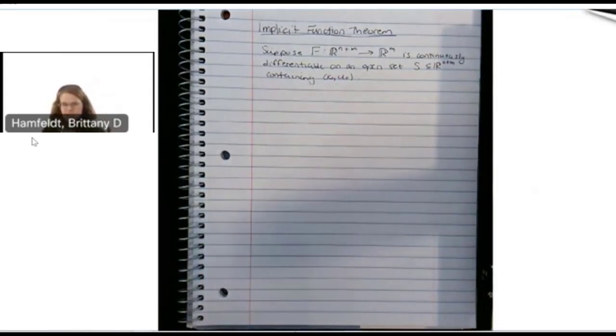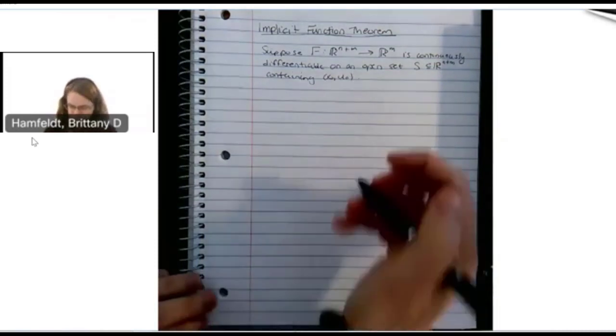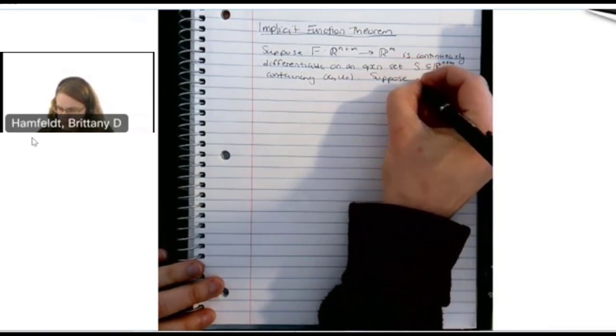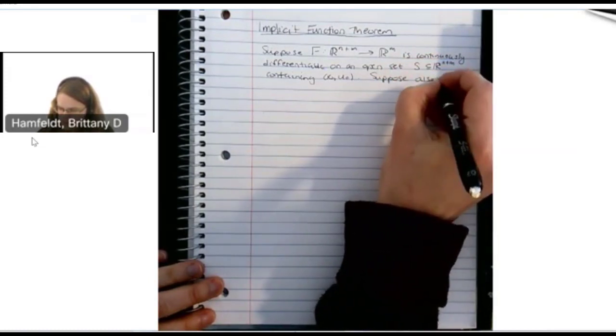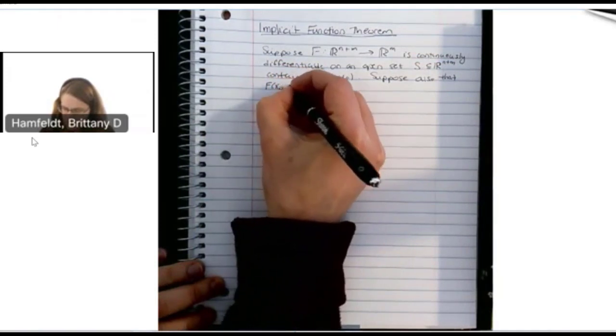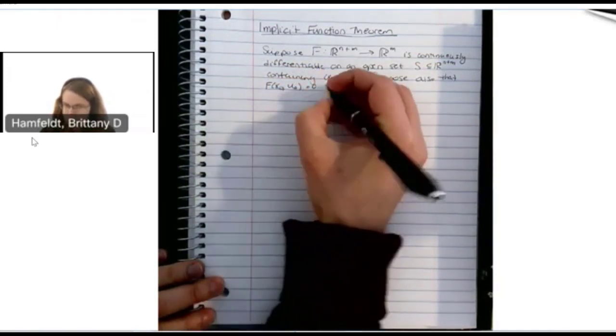Okay, so what was true about this reference point? Well, what we were trying to do, we're trying to solve f equals 0. So we'd found one point on the surface, and we're trying to identify other points that are on this surface, f equals 0. So we're going to suppose also that f of x naught and u naught is equal to 0.